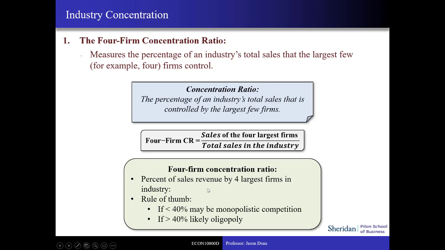So there's a rough rule of thumb. If we calculate this ratio and it's less than 40%, then we have some evidence that it would probably fit better into the monopolistic competition category rather than the oligopoly category. If it's greater than 40%, then it's more along the lines of an oligopoly. This isn't a hard science, it's just a rule of thumb.